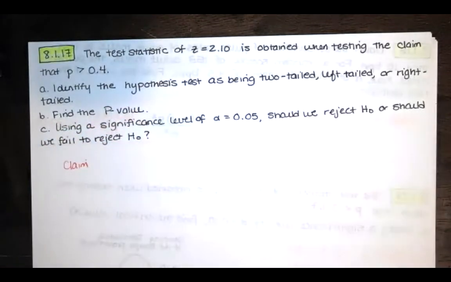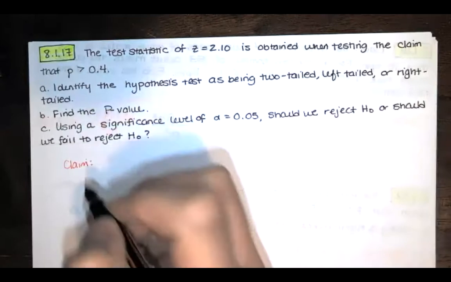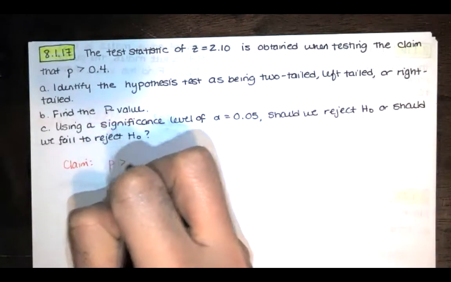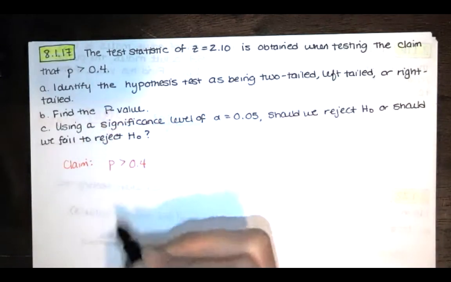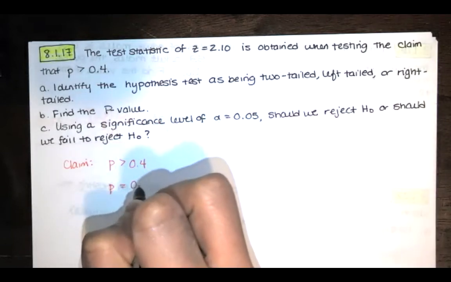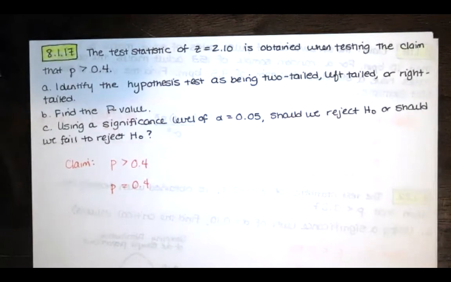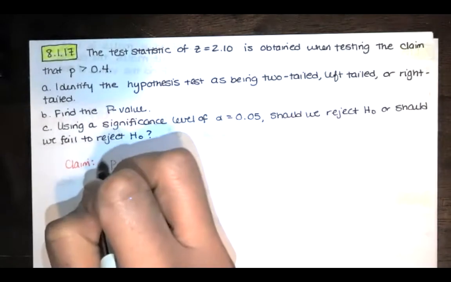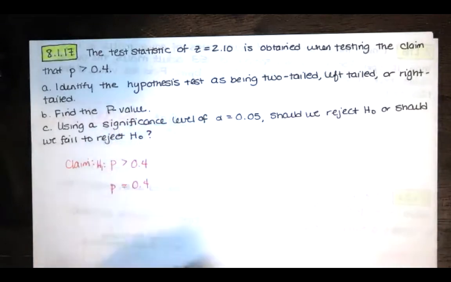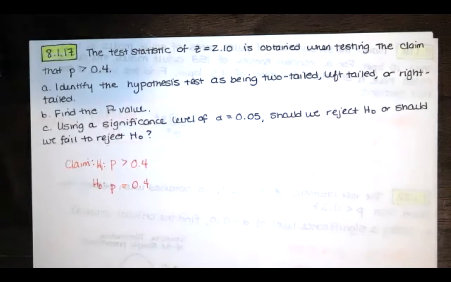In this case, the claim is p is greater than 0.4. Now, it does not contain the condition of equality, so I will write another hypothesis that does contain the condition of equality. This is the alternative hypothesis. The one with the condition of equality is the null hypothesis.